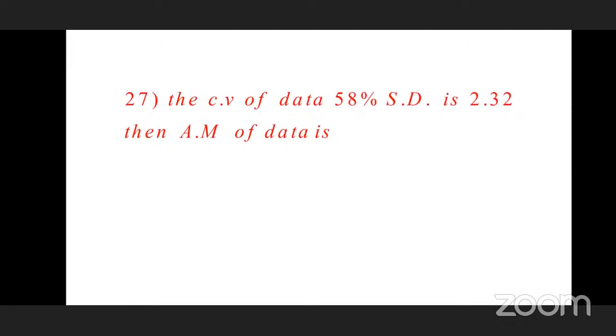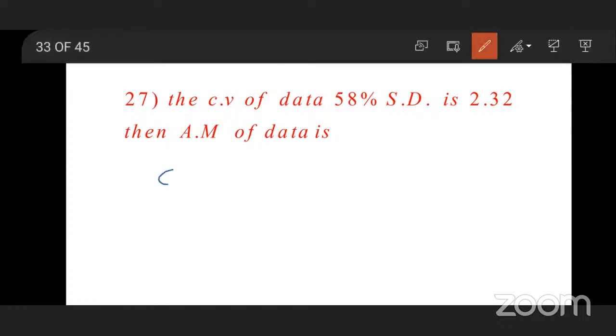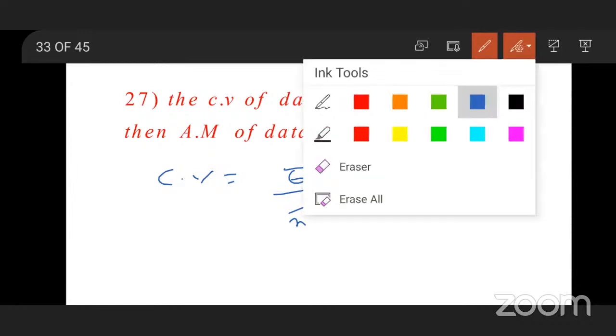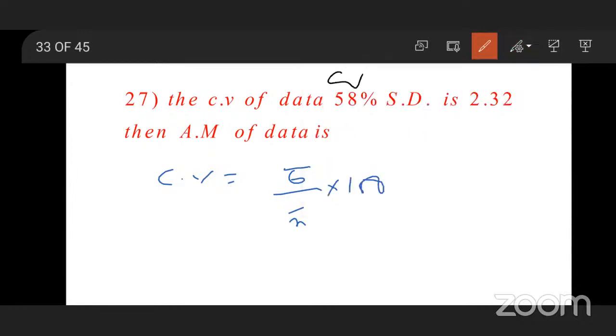Next one. The CV, the coefficient of variance of the data is 58% and the standard deviation is 2.32. Then find the arithmetic mean of the data. What is the coefficient of variance formula? The coefficient of variance formula is CV is equal to sigma by x bar into 100. What is given? The CV is given. What is the value of CV? CV is equal to 58 is given.